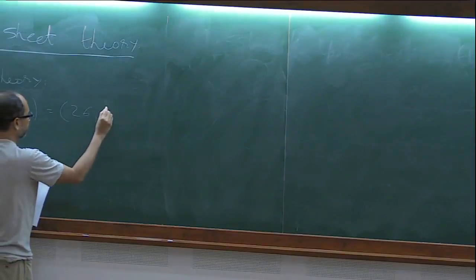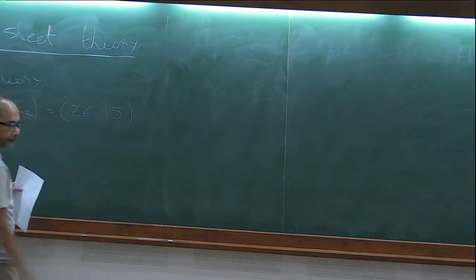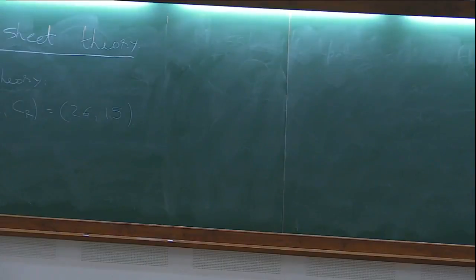This has central charges cL, cR as 26 and 15. L for us will be the anti-holomorphic sector, R will be the holomorphic sector. This is the side on which there is a worldsheet supersymmetry.